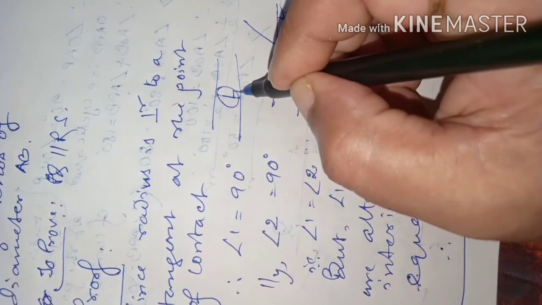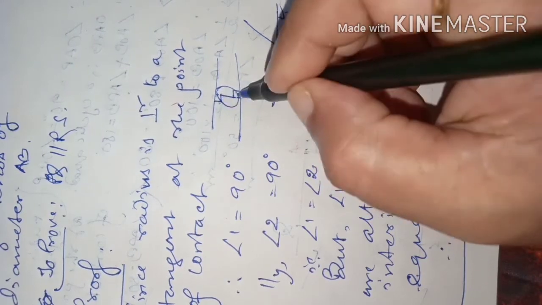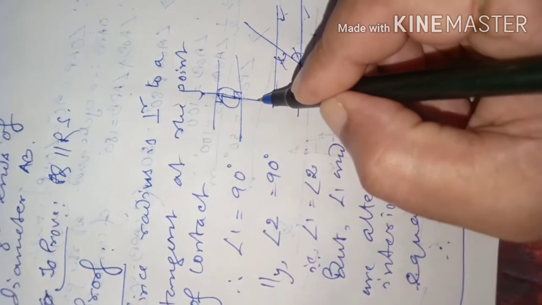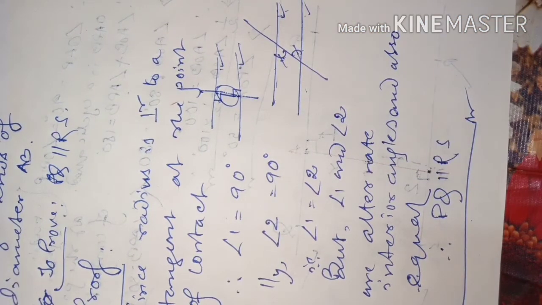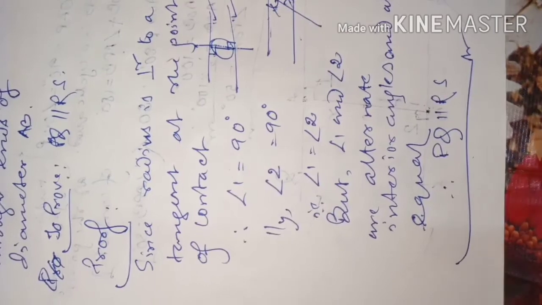This angle is 90 degrees, this is 90 degrees. So these two are equal, which means we can say the diameter is a transversal for these two lines. So then these two tangents are parallel by the same reason. Okay, students, this is how we have to write the proof.